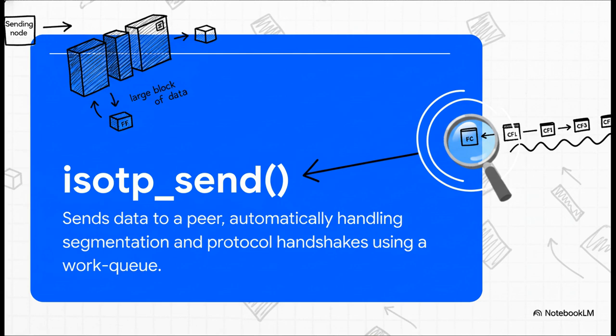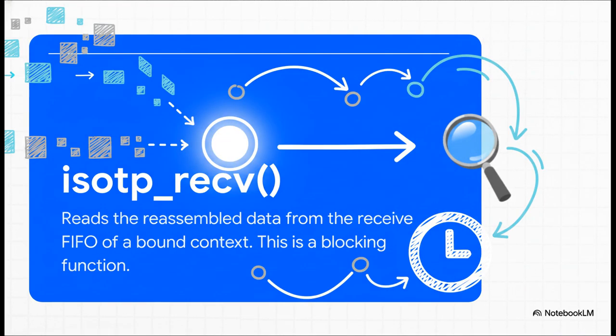Now, from the sender's side, it's even easier. You just call isotp_send. You literally just hand it your giant chunk of data and tell it how big it is. That's it. Zephyr's ISOTP layer takes over and does all the hard work. It creates the first frame, it listens for that flow control response, and it sends all the consecutive frames exactly as instructed.